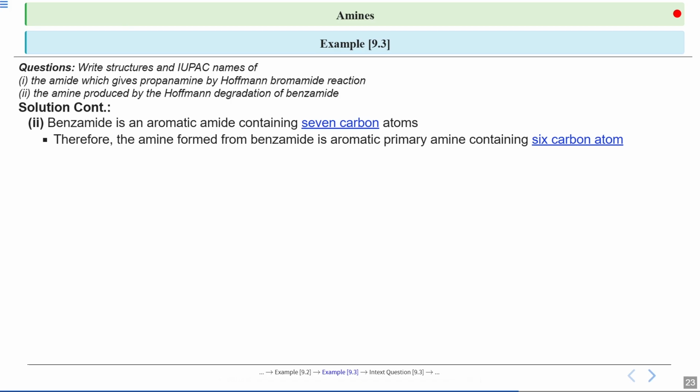This means that the product is a primary aromatic amine. If we look at the structure, here you will see we have aniline. The NH2 group is directly attached to this benzene ring. So this amine, which is formed from benzamide, has 6 carbon atoms: 1, 2, 3, 4, 5, 6.